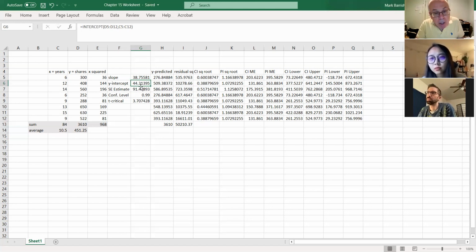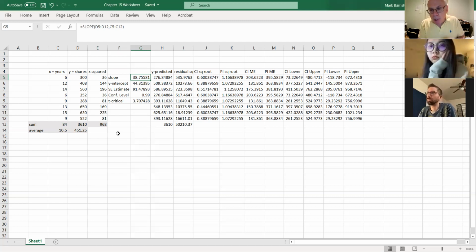So I have my slope and y-intercept now, and therefore I have my line of best fit. All right, so the slope function and the intercept function give me the estimated betas for the regression line. All right, beta 0, which is the intercept, 44.31395, and beta 1, which is the slope, 38.75581.